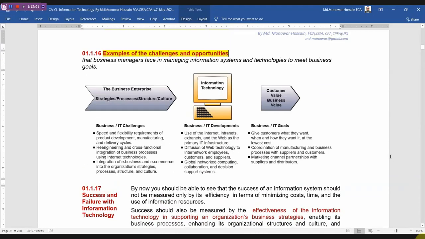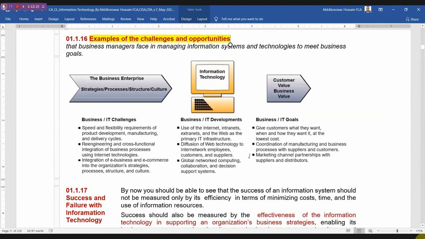Look here, the business manager pays attention to managing information systems and technologies to meet business goals. Here we see the business and IT challenges: speed, that means speed and flexibility. For example, technology five years ago and today's technology are not the same. Three years ago you bought a mobile, and today's mobile is different; the price is going down on the technology side, and the gadget features are high. That means different types of facilities within the device at this moment.